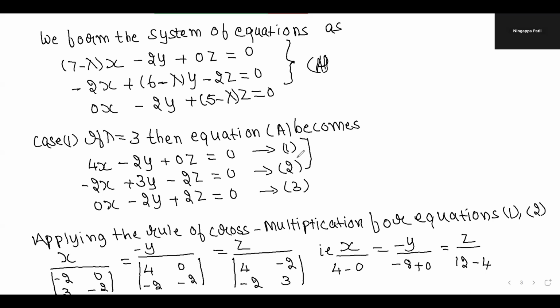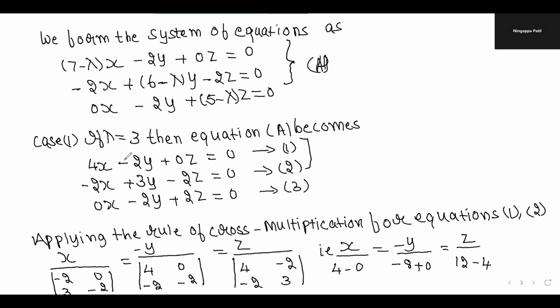You can take 2 and 3, or 1 and 3. It is left to you; the answer is the same. Look here. I am taking 1 and 2, applying the cross multiplication. Look here: x divided by the determinant of minus 2, 0, 3, minus 2.